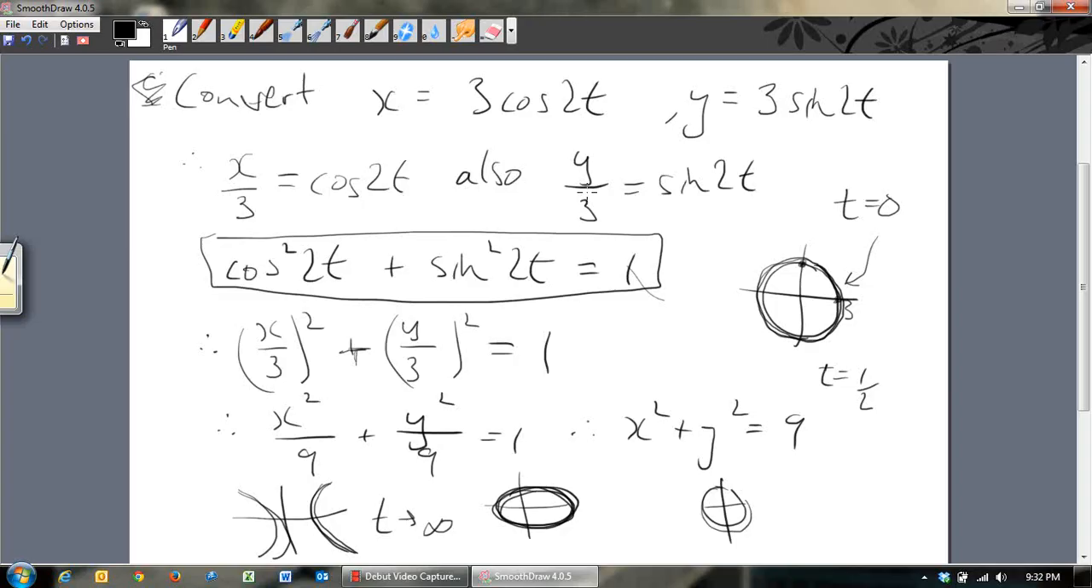We'll go into those more towards the end of the year, but the important thing is to recognize your Pythagorean identities. If you've got coses, use this one. If you've got secs and tans and that sort of thing, use one of your other Pythagorean identities.